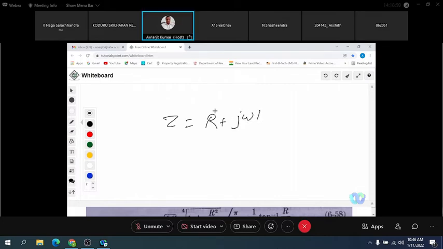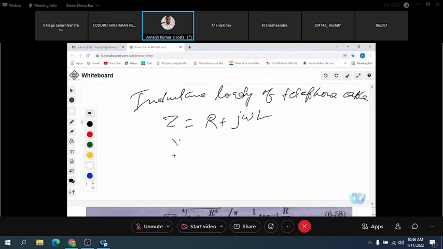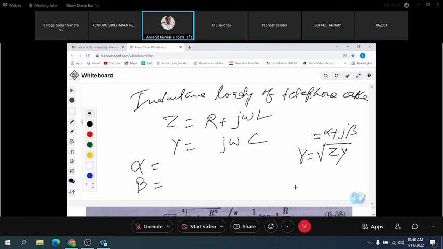After the inductance loading of the telephone cable, Z is R plus j omega L and Y is equal to j omega C. Now your job is to calculate alpha and beta. You tell me after doing some calculation, because gamma is equal to root of Z into Y, which is also equal to alpha plus j beta. So it will be root of (R plus j omega L) into j omega C. Yes, calculate alpha and beta.